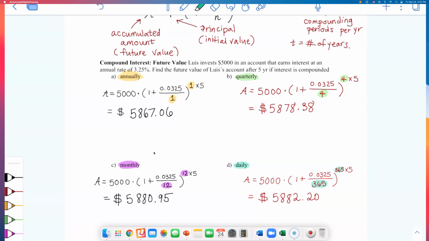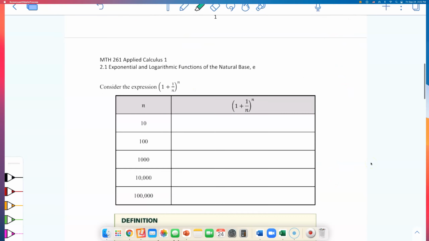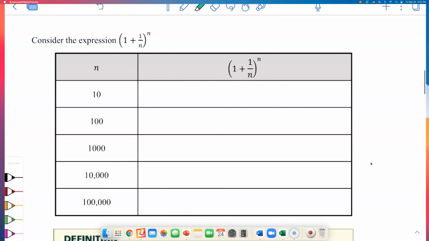But we can't plug in an infinity symbol here, right? So let's see what happens. As n gets infinitely big, what will happen to the compounding interest formula? I prepared this little table for us to explore that. What if n is 10? What if we are compounding 10 times a year? Let's figure out what that number is.